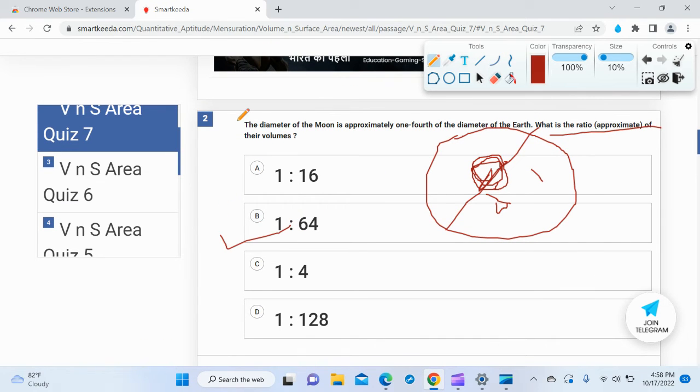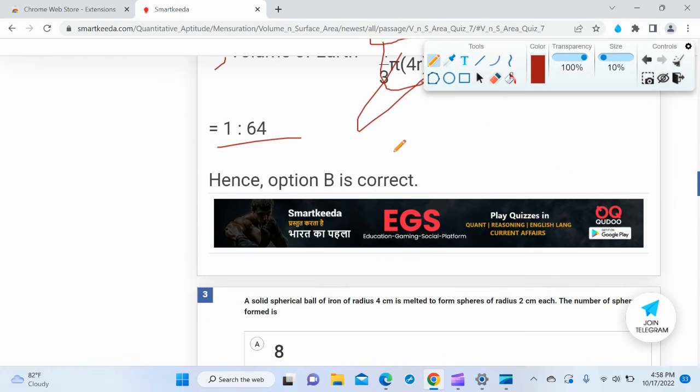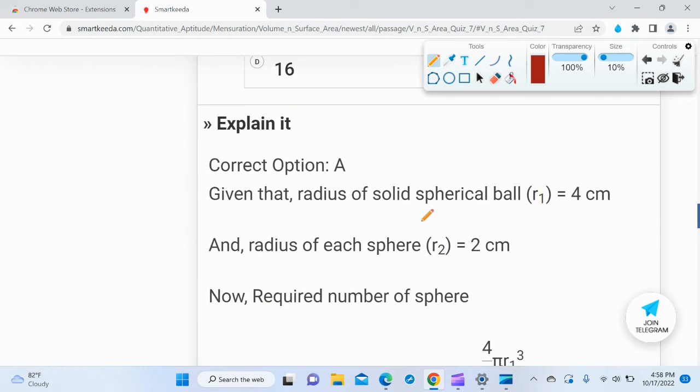In the same way, it's just a relation of moon and earth. It can be anything. Someone can ask related to the sun, moon, or any sphere. They will give you the relation of diameter, and based on that, we can calculate the volume relation also. Okay, another question we can solve.